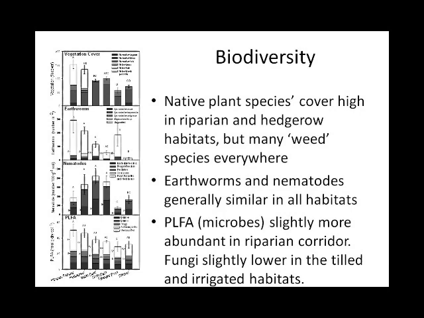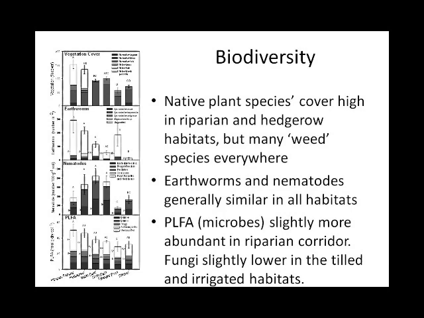Also kind of surprising was that the microbial communities, as described by phospholipid fatty acid analysis, which looks at the lipids that are in the membranes of the microbes in the soil, were slightly more abundant in the riparian corridor, but not much. These assays were done in Kate Scow's lab here at UC Davis campus. What we found was that many of the biomarkers were not able to be classified. Those are the white parts of the bars. Fungi were slightly lower in the irrigation habitats in the riparian corridor and the hedgerows.